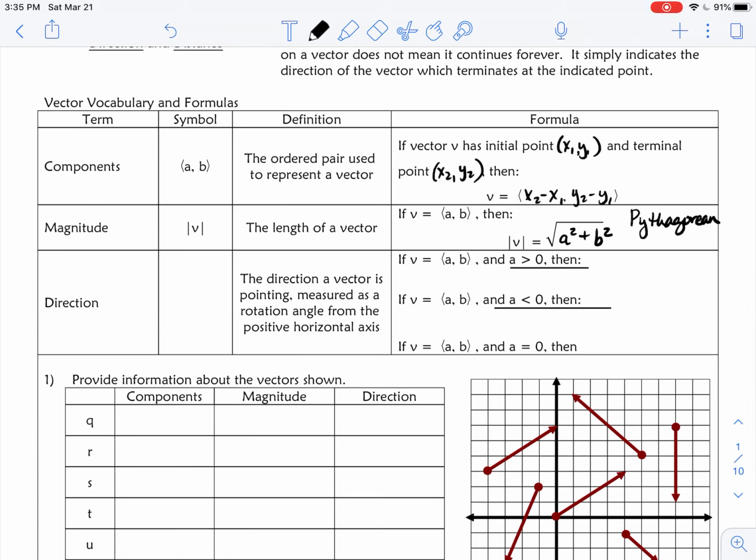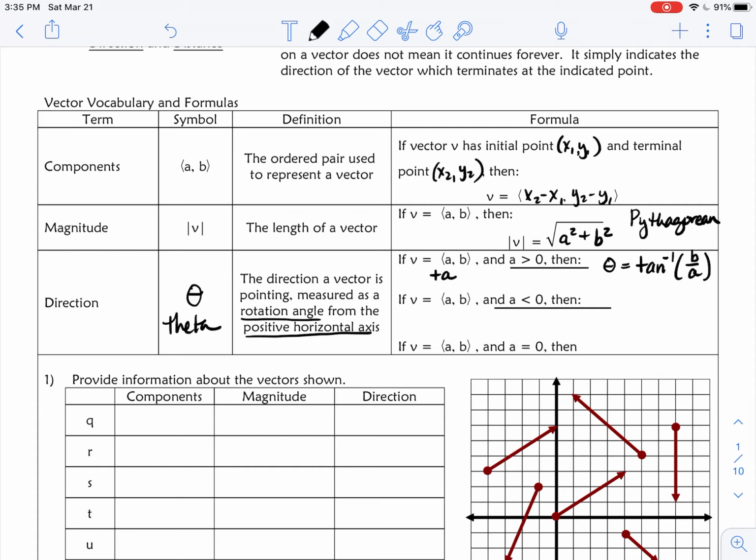The direction, and we're going to use theta, is a rotation angle from the positive horizontal axis. If vector v is (a, b), and a is greater than 0, then you find theta using the inverse tangent of b divided by a. That's when a is greater than 0, so I'm going to say it's a positive a.